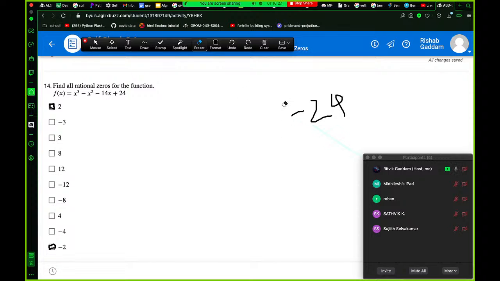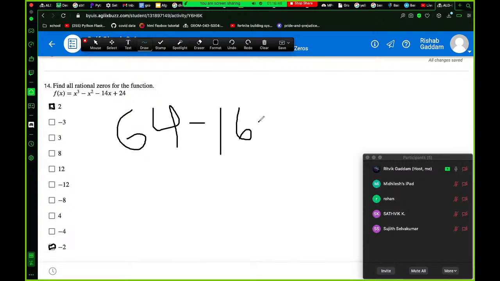So negative 4 cubed, that's 64. I'm pretty sure all of these work. Are you sure? Okay, let's find out. So 64 minus 16 minus 56 plus 24.